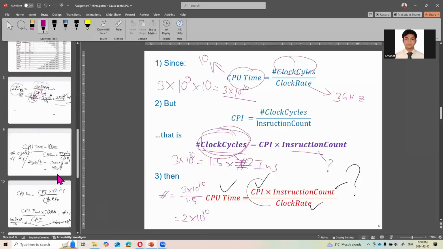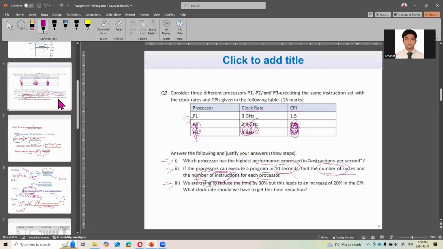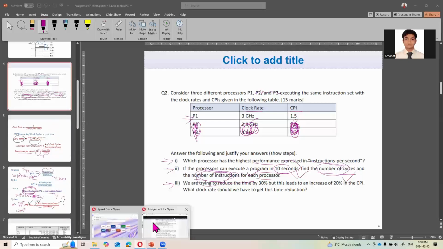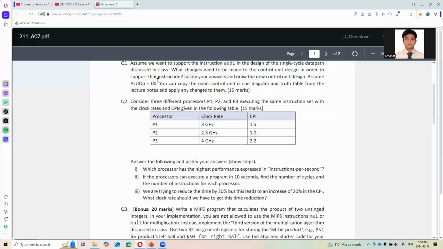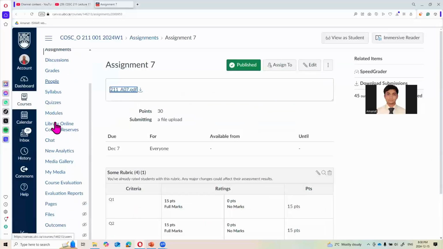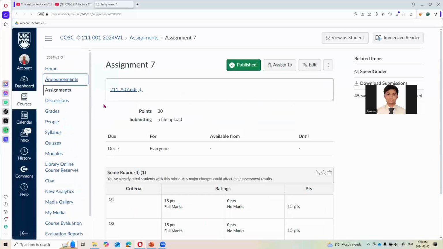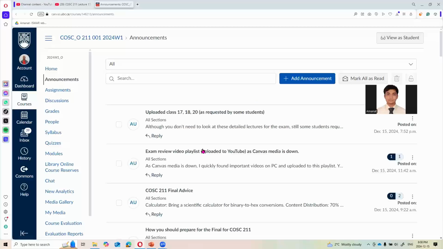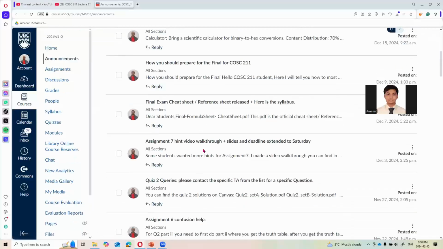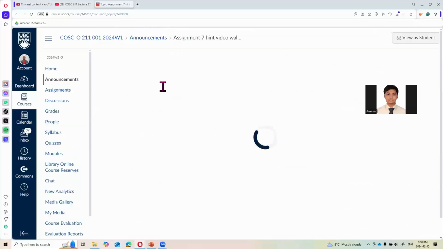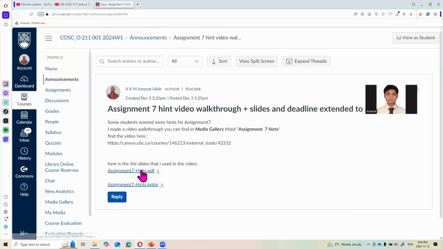So we did questions A and B. Another thing is you can find this PDF in the announcement. I did show it in the announcements. This is the announcement you should be looking for, and here's the PDF and the PowerPoint.